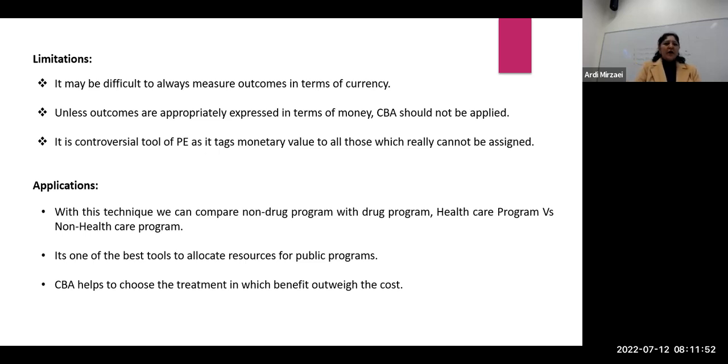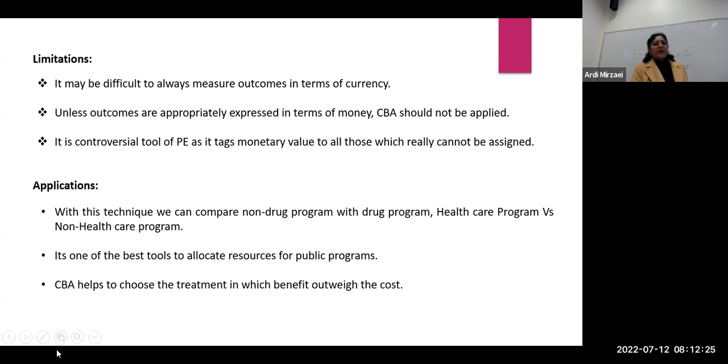The applications are, with this technique, we can compare a non-drug program with a drug program, a healthcare program with a non-healthcare program. And it's one of the best tools to allocate resources for the public programs. I was telling you about the polio eradication program. So if you want to allocate funds, is it worth allocating? Is the benefit to cost ratio more than 1? If it is so, then they allocate. The state or the central government allocates the funds.